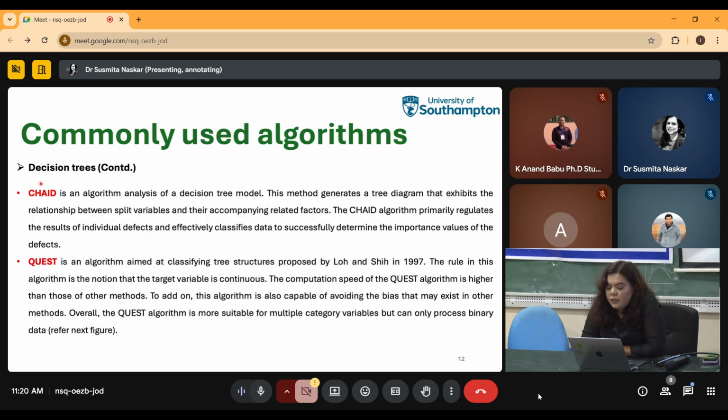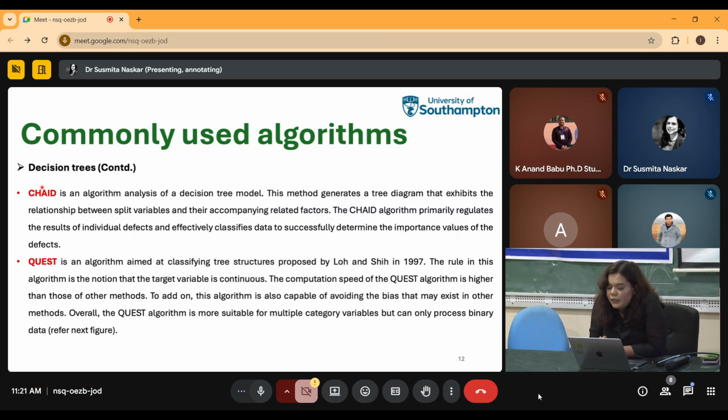This model stands for Chi-squared Automatic Interaction Detection. In short, we call it CHAID. It is an algorithm we generally use to analyze relationship tree models, and it creates a tree diagram that can highlight the relationship between the target variable and their related phases or factors. This kind of model we generally use for understanding the impact of different variables on an outcome.